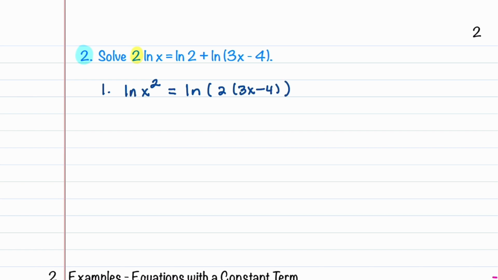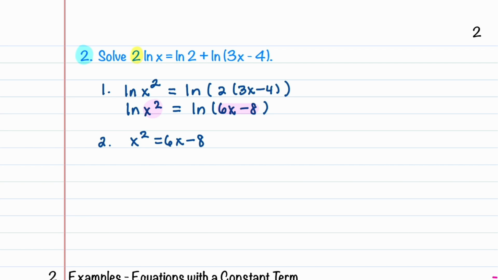Let's simplify this. The left-hand side is going to stay the same, ln x squared. And then the right-hand side, we have ln 6x minus 8. Our second step tells us that we can use the one-to-one property and just equate the x squared with the 6x minus 8. So let's write down x squared is equal to 6x minus 8.